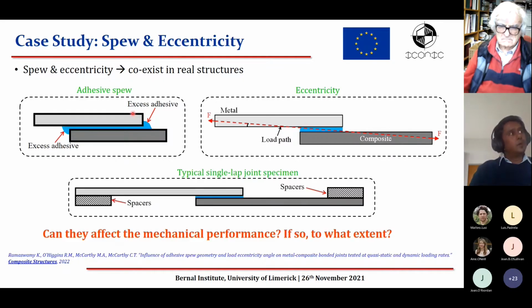Now, spew and eccentricity coexist in real structures. What we do at lab scale testing is that we introduce spacers at the end of the joints to minimize the effect of eccentricity, and we get rid of the spews so as to get rid of the effect of spews. But can they affect the mechanical performance? And if so, to what extent? That was the question that we tried to address in this particular research.